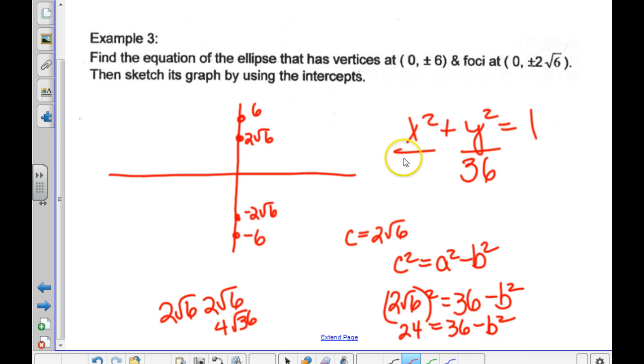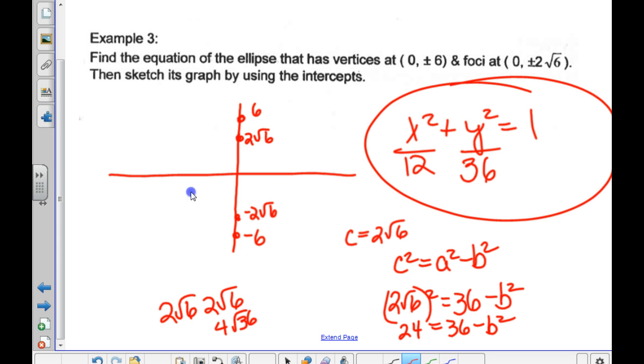B squared is 12. Do we really even need to know what B is? I guess if we had to graph it, we would, right? But if we're just writing the equation, it does say sketch, I suppose. So B is the square root of 12, or 2 square roots of 3. But come up with the equation. You just have to come up with the equation on the homework. A bunch of them are just write the equation.